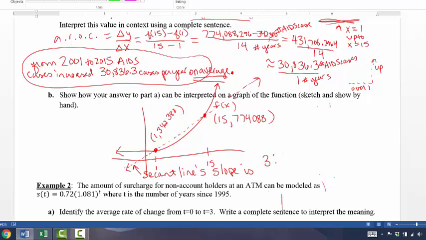and we said the secant line's slope is 30,836.3. It increases 30,836.3 per year. Over a year, up 30,836. Over and over and over the course of the 14 years.